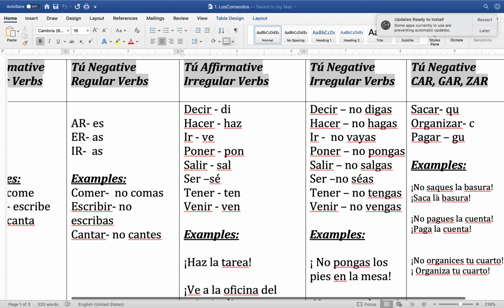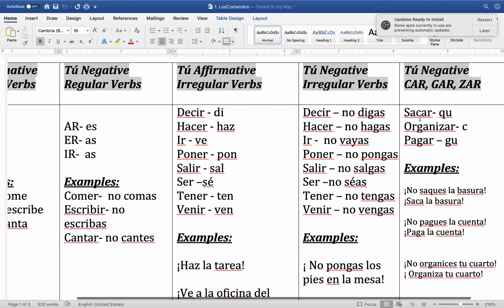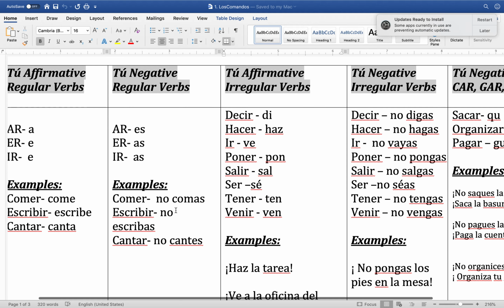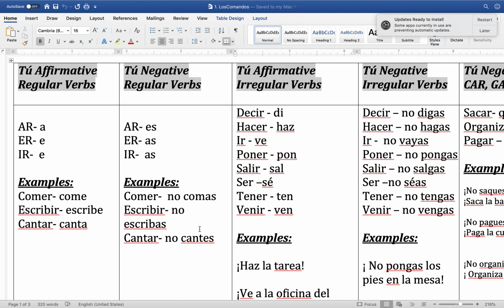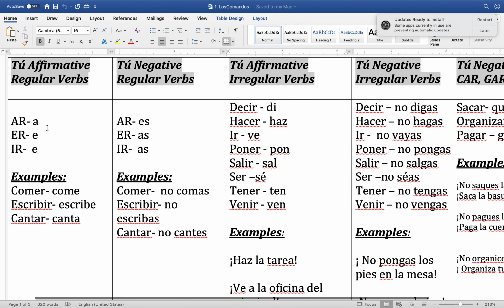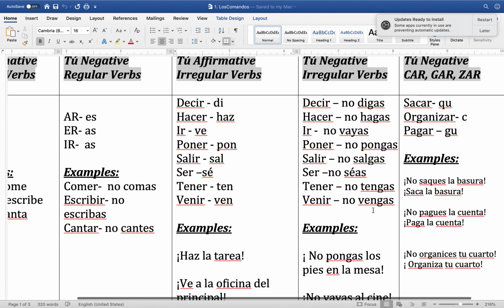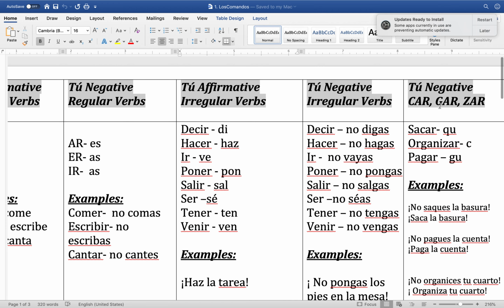Now when the command is affirmative, when I tell you yes, take the trash out, I don't change the C, but I still have to do the ending because the command is affirmative. Sacar ends in AR, so this is the ending, A. So: saca la basura. You don't change the spelling, only for negative. That's it. It's a lot of rules.